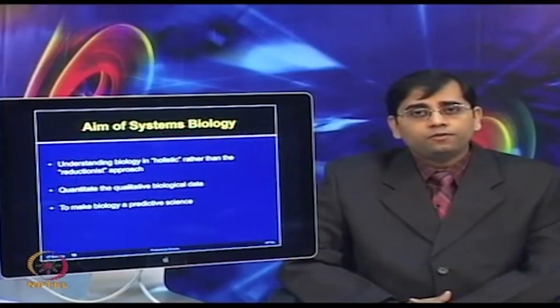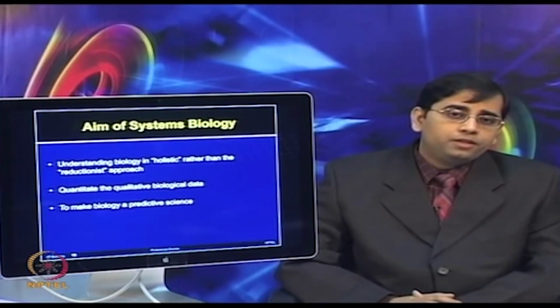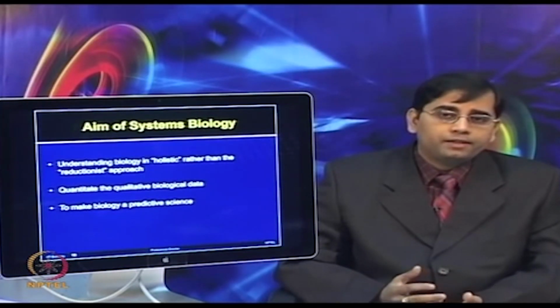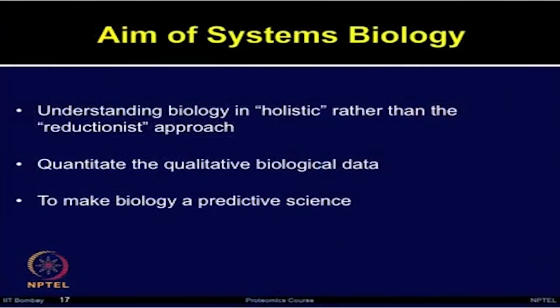So, what is the aim of systems biology? To understand the biology in a holistic approach rather than the reductionist approach. Systems biology aims to quantitate the qualitative biological data and provide some level of predictions by applying different types of computational modeling.